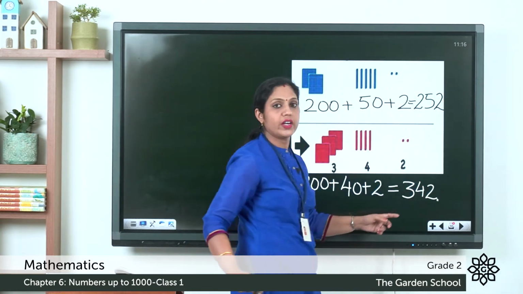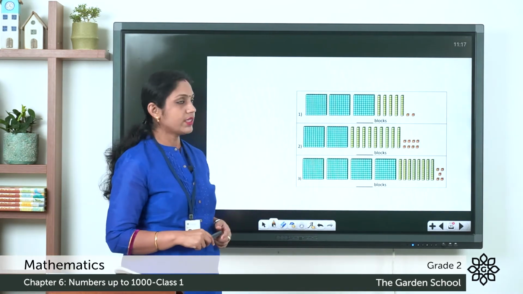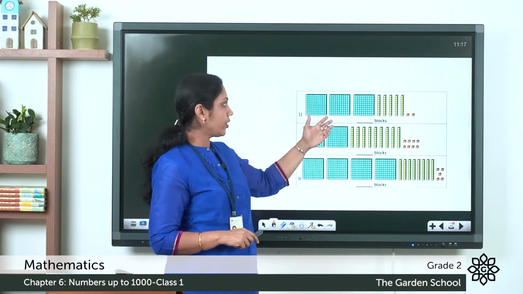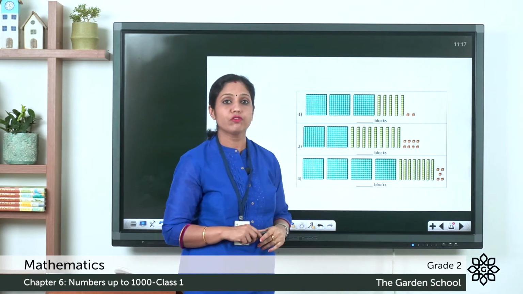342. So this is how we read this number. Now let's check some more examples. Here you have blocks of hundreds, tens and ones. And now let's form numbers.